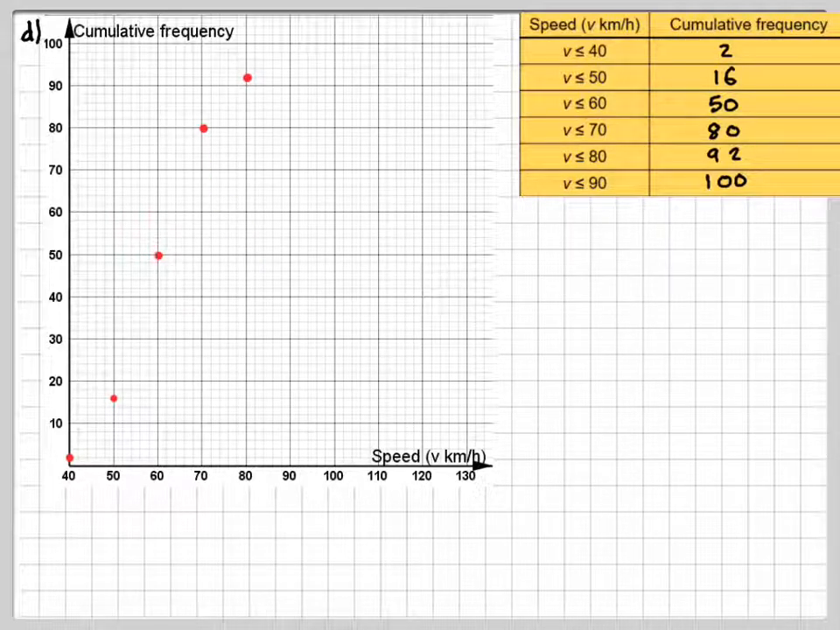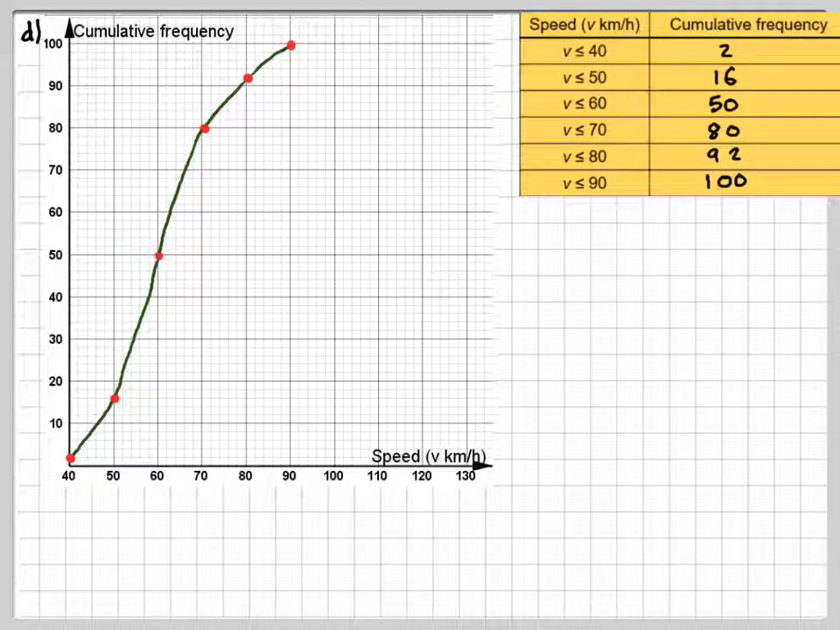And 80, 92 will be here. And then 90, 100 will be here. Notice that the speed will always be the horizontal axis, or the thing you're considering. The cumulative frequency is always the vertical axis. Then you join the points up with a nice smooth curve.